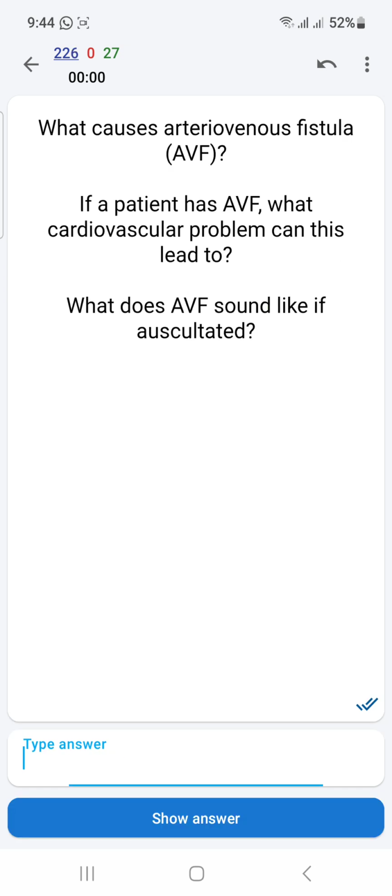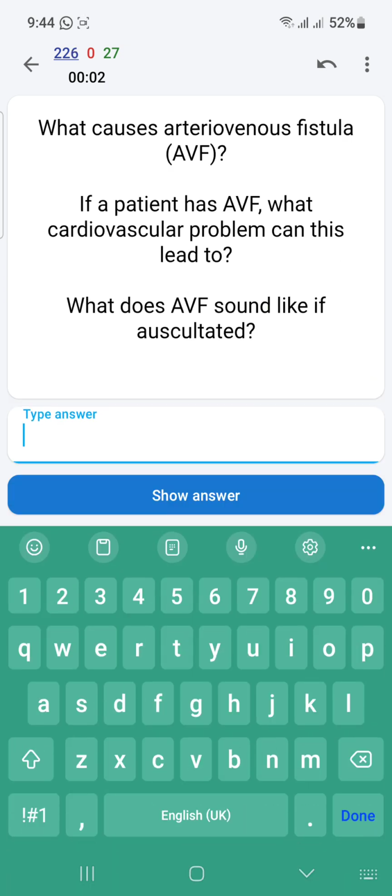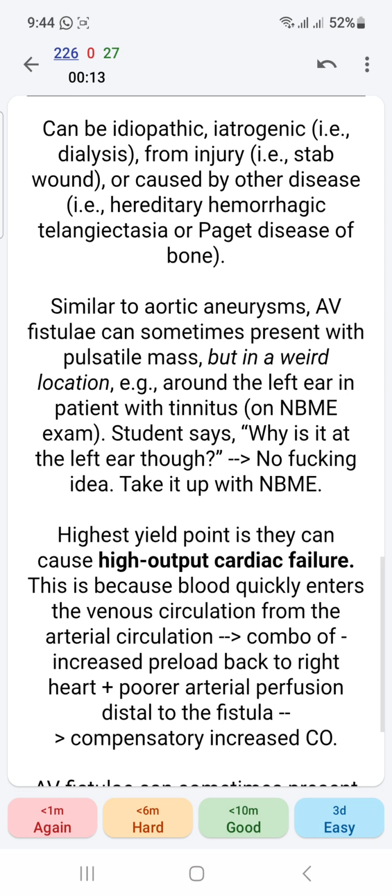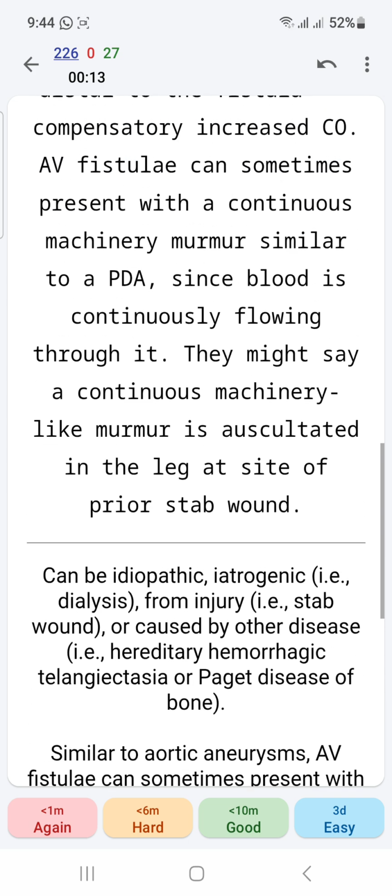Got it? What causes AV fistula? If a patient has AVF, what cardiovascular problem can this lead to? What does AVF sound like if auscultated?